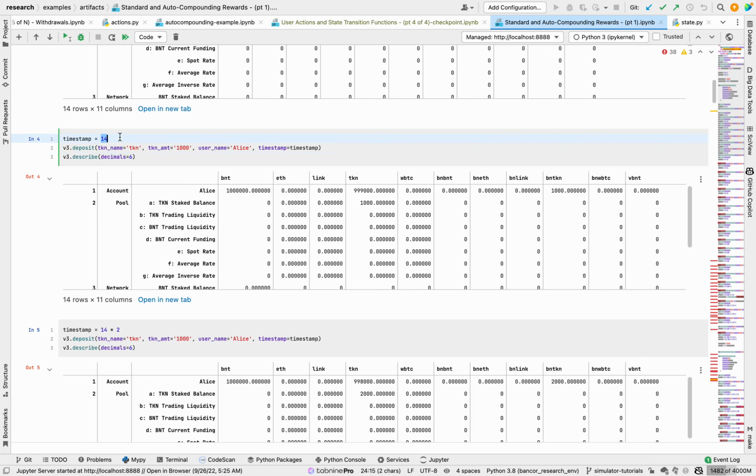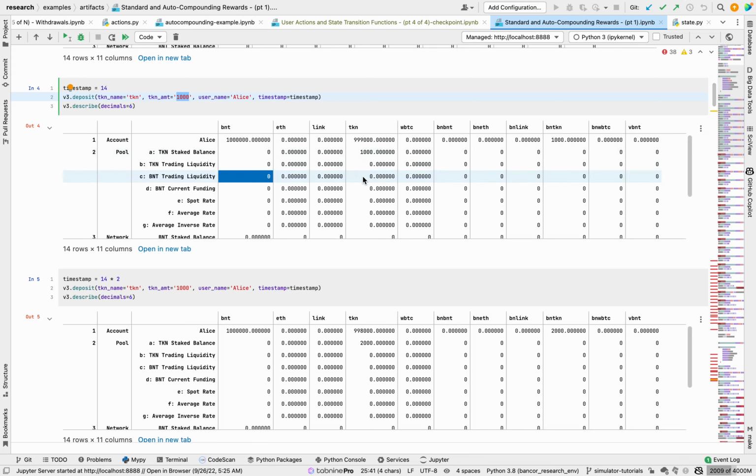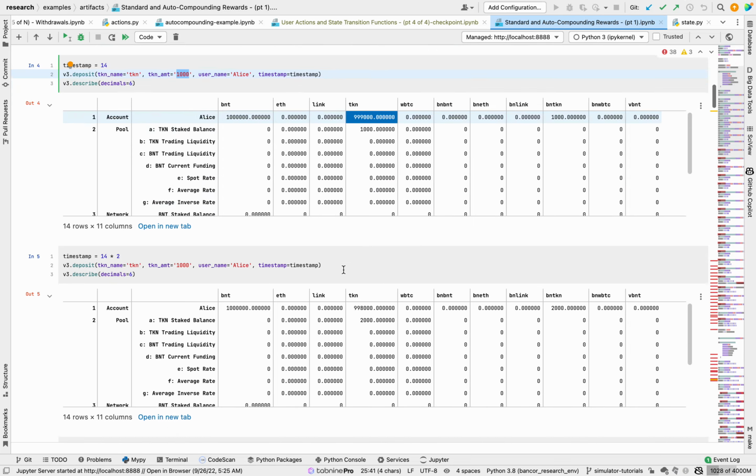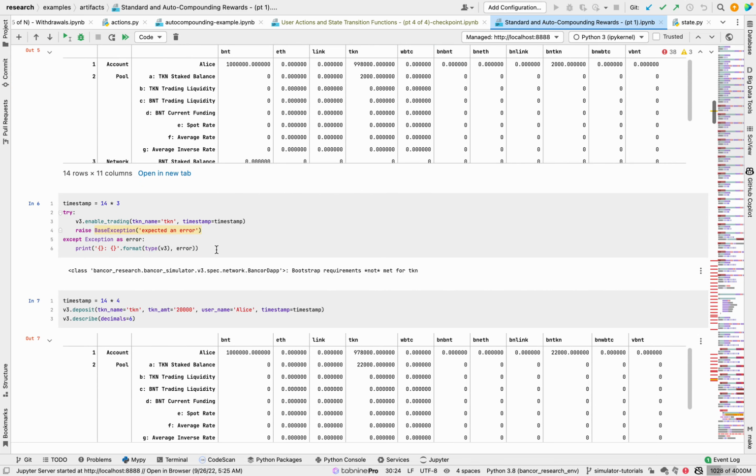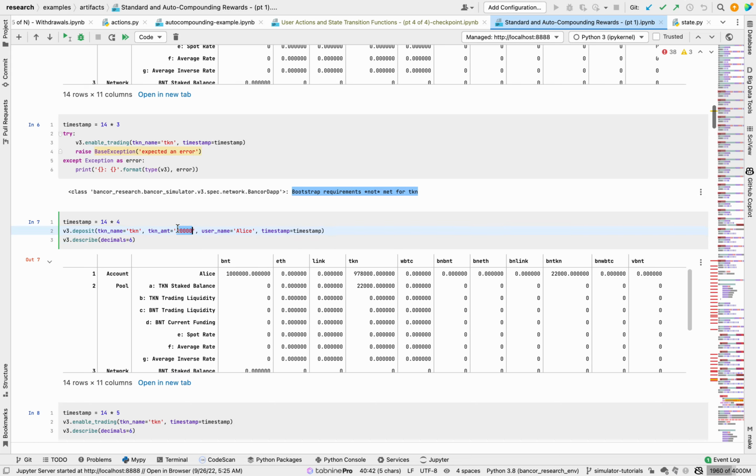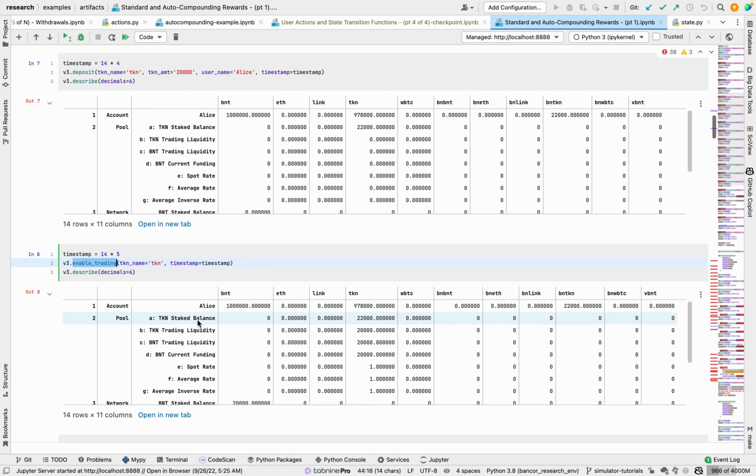At each timestamp, we start out with 14, and then we just go by multiples of 14 with each transaction. Here, Alice is going to deposit 1,000 TKN. So we can see these balances transferred into the staking ledger and out of her wallet. And she's going to do another deposit here. And then here we're going to demonstrate, if the bootstrap requirements are not being met, we've put a little catch here to print out, bootstrap requirements are not met for TKN. And so we go one more timestamp and add another bit of deposit, and then we call enable trading again. This time you can see that there is no error.